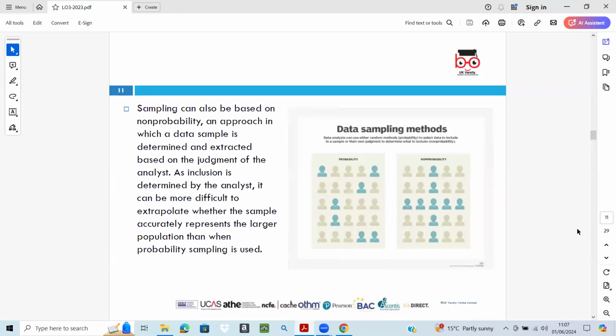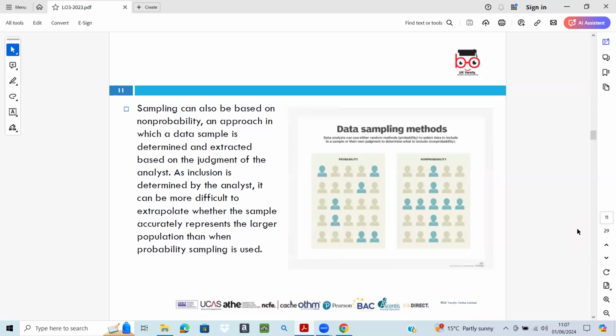Then we have subjectivity in selection. The researcher or analyst has more control over which data points are included in the sample, leading to a subjective element in the selection process. We have difficulty in generalization. Because the sample is not randomly selected, it can be more challenging to extrapolate or generalize the findings to the larger population.